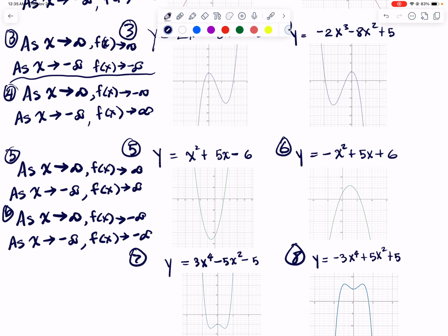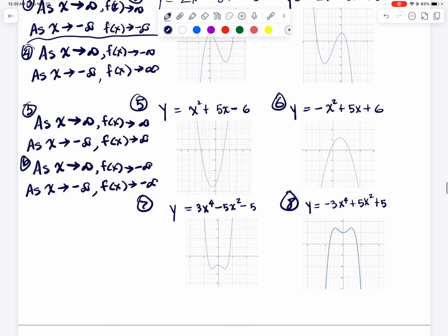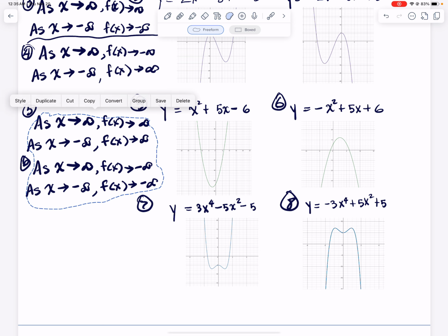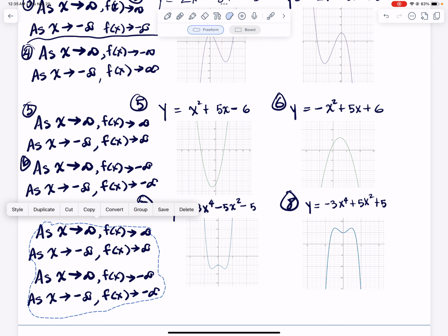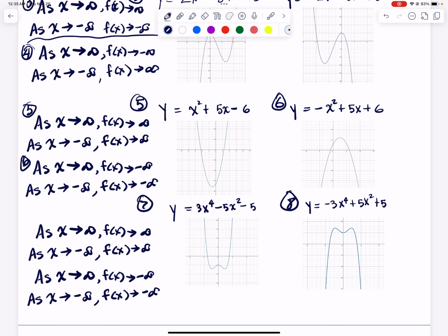Now, if we look at the overall graph here for our quartic, on the left and on the right, it's approaching positive infinity and positive infinity. And over here, it's doing the same thing. Overall, it's going down on both sides. So our answers here are actually going to be the same as it was for the quadratic. So that's the answers for number 7.